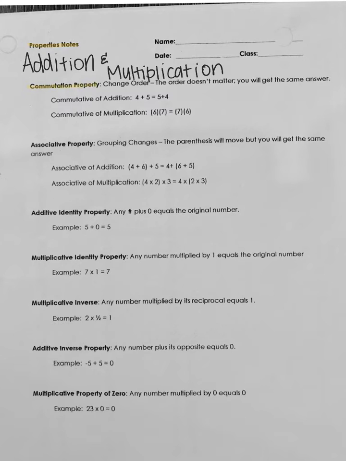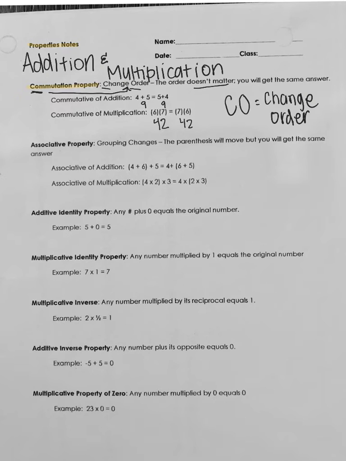The first property we're going to talk about is called the commutative property. Commutative, CO, equals change order, CO. The order doesn't matter. You will get the same answer. That's a beautiful thing about addition and multiplication. So 4 plus 5, which equals 9, is equal to 5 plus 4, which still equals 9. Just like 7 times 6 equals 42, and 6 times 7 equals 42. So again, commutative property, CO, equals changing the order.